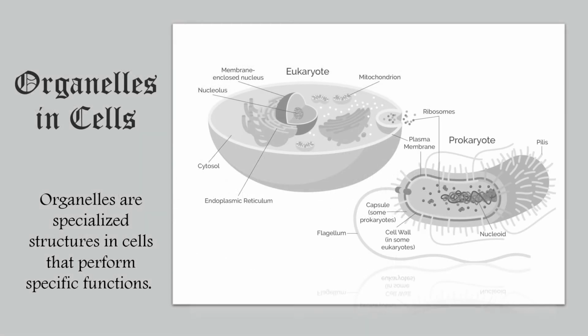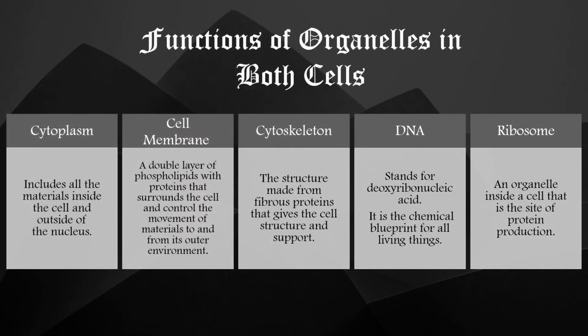Organelles are specialized structures in cells that perform specific functions. Some organelles include cytoplasm, cell membrane, cytoskeleton, DNA, and ribosomes. These 5 organelles are both included in eukaryotic and prokaryotic cells.